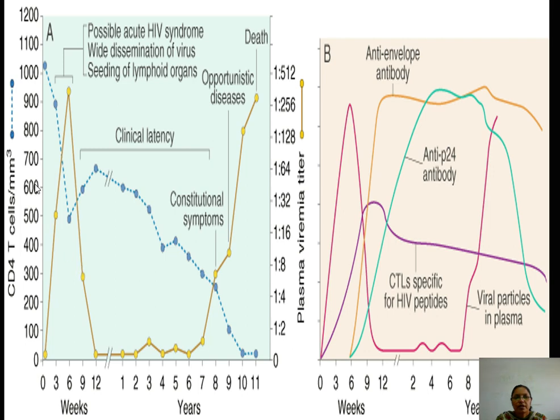This is maximum at the 4th week, and then it goes down, reaching the basal level. This level is maintained from 12 weeks to 7 years. This is the phase of clinical latency, and after that, because of the opportunistic infection, there is a rise in the antigen level, and there is full-blown disease with opportunistic infection and it leads to death.